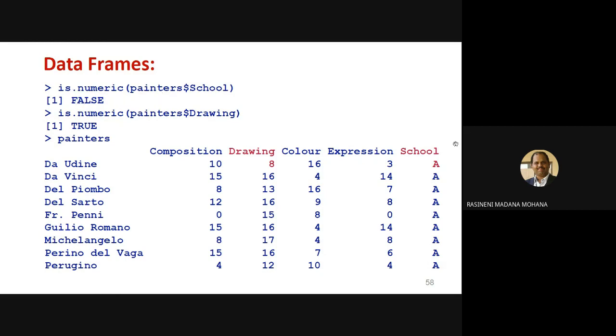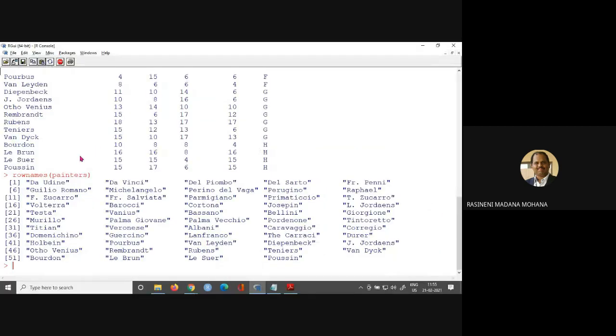Now here you can see the school is a factor value, it is not a numerical value, so it displays false. Similarly, you can take other attributes, suppose is.numeric within function bracket painters dollar drawing. You can see drawing consists of numerical values, which gives true. So we'll also test this one.